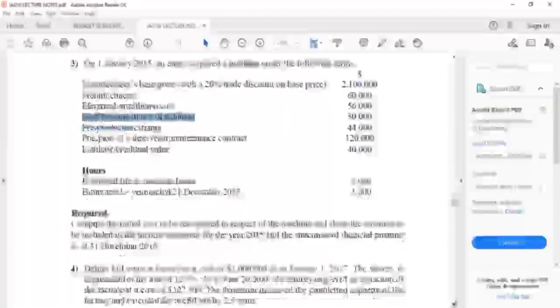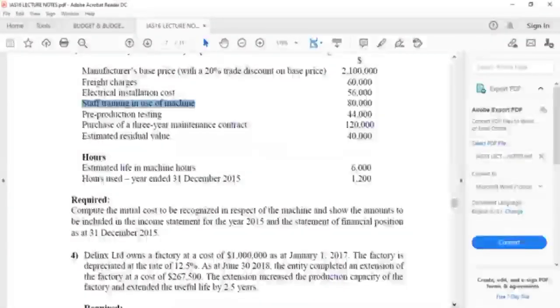Now look at question four. You can see that the entity owns a factory at a cost of 100,000, acquired on January 1, 2017, and the factory is depreciated at a rate of 12.5%. As at June 30th, the entity completed an extension of the factory at a cost of what? If you do an extension to a factory, what will happen? It's going to increase the capacity that the factory will take, isn't it? Yes. Therefore, this extension cost should be added to the cost of the asset, not the initial cost, but the value of the asset as at the day that the extension is done. Then you add this cost.